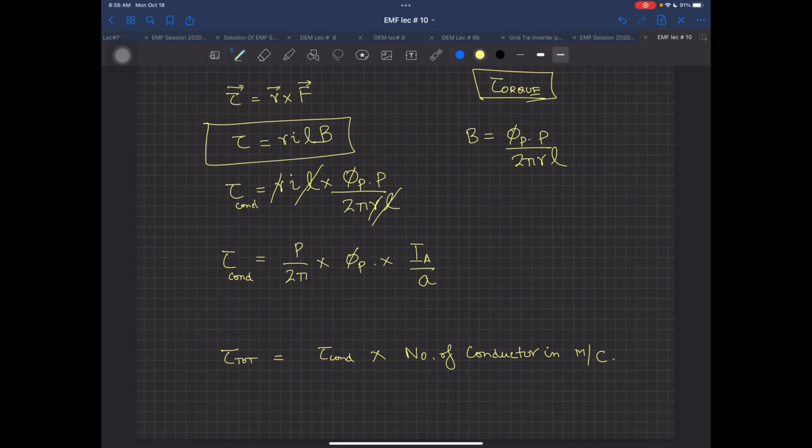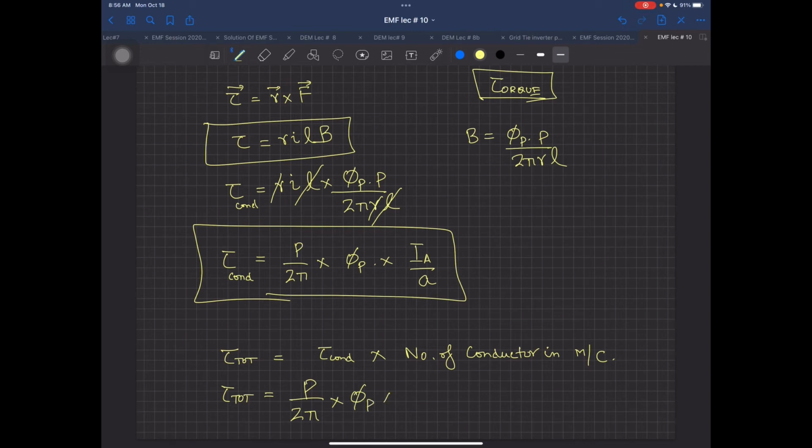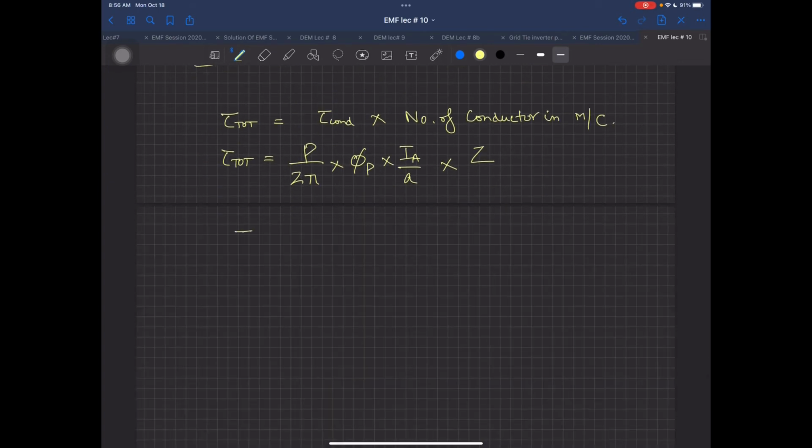Now if I want to multiply it by the number of conductors in the machine, my T total, the torque, certainly the same equation, I am taking it from here. This will be equal to P by 2 pi into flux phi P into IA divided by A, and I'm just going to multiply it by Z. Why? Because there are Z conductors inside your machine and each conductor has a current IA divided by A. Combining this Z and P, this is equal to ZP divided by 2 pi A multiplied by phi P into IA.